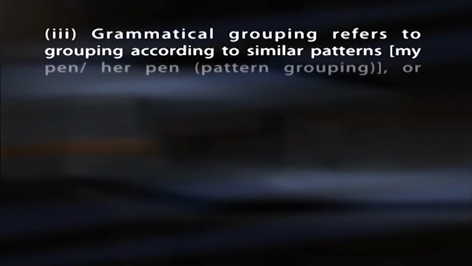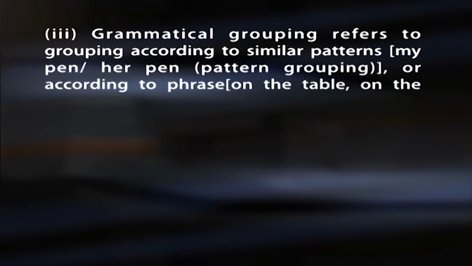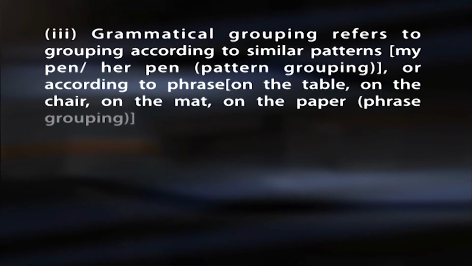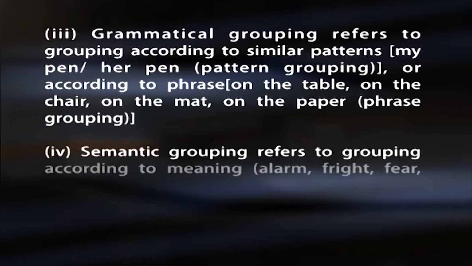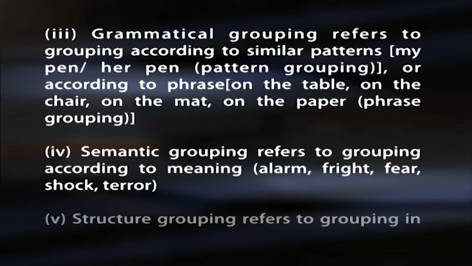3. Grammatical grouping refers to grouping according to similar patterns, my pen, her pen, pattern grouping, or according to phrase, on the table, on the chair, on the mat, on the paper, phrase grouping. 4. Semantic grouping refers to grouping according to meaning, alarm, fright, fear, shock, terror. 5. Structure grouping refers to grouping in the structures. It demonstrates how the selected items fit in, the sounds into the words, the words into phrases, the phrases into the clauses and the sentences into the context.